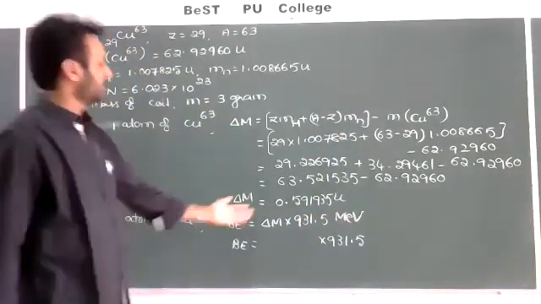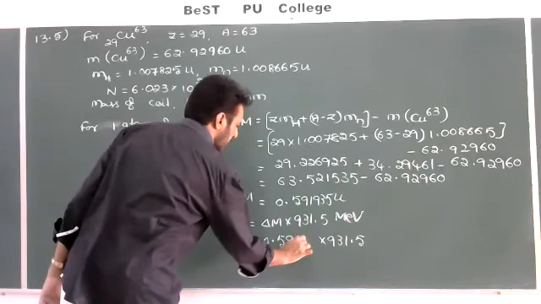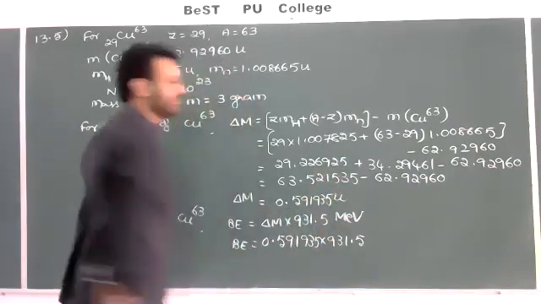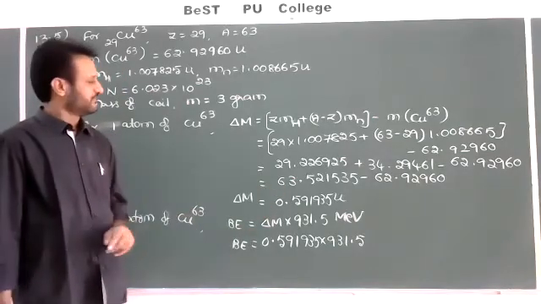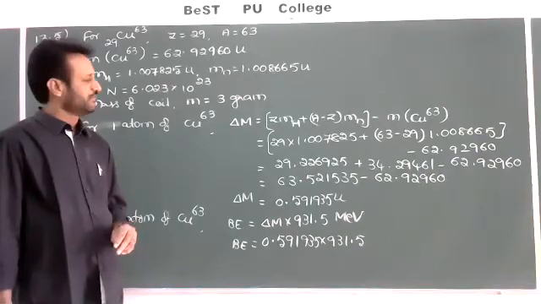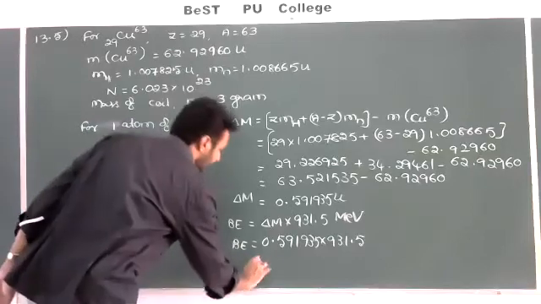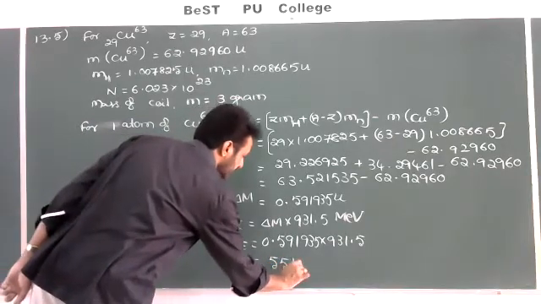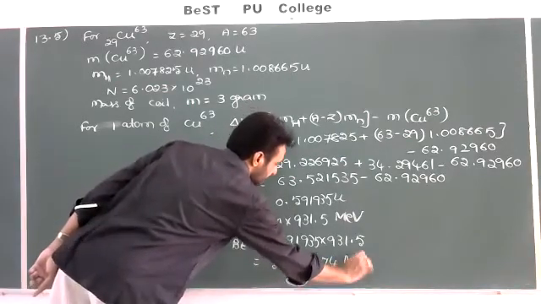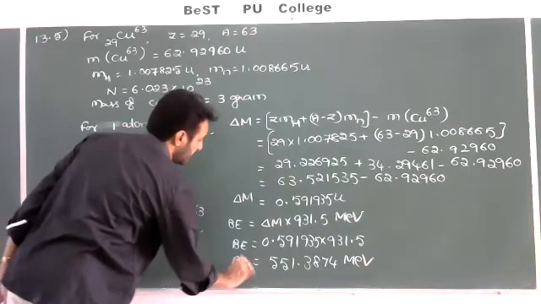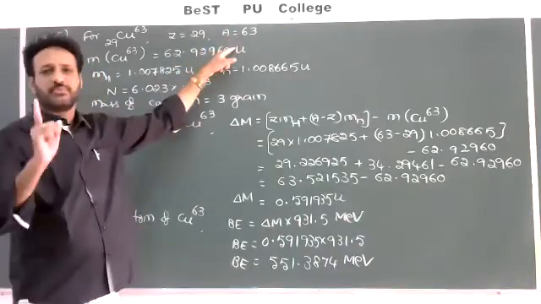If you multiply this value with 931.5, that is 0.591935 into 931.5. This multiplication gives 551.3874 MeV. It is the total binding energy to remove all 63 nucleons from one copper atom.